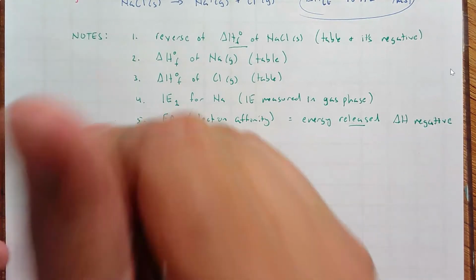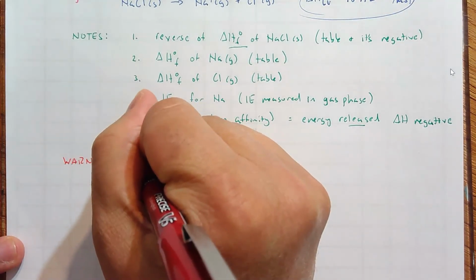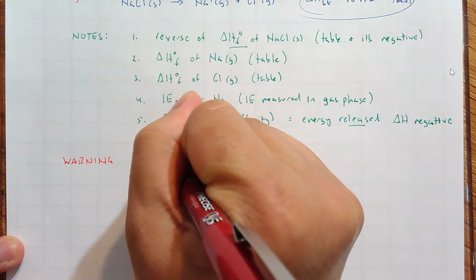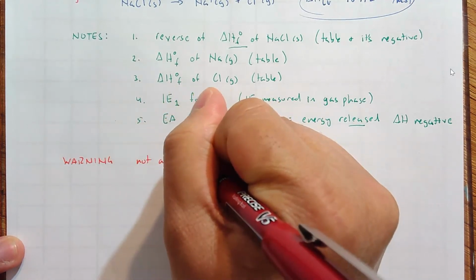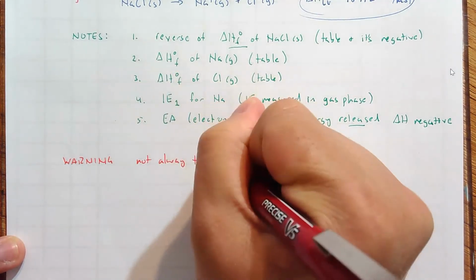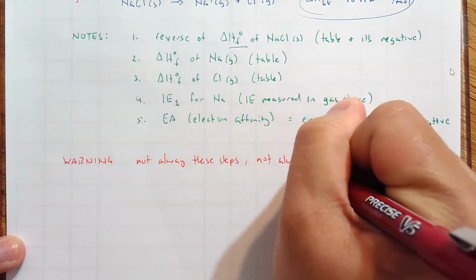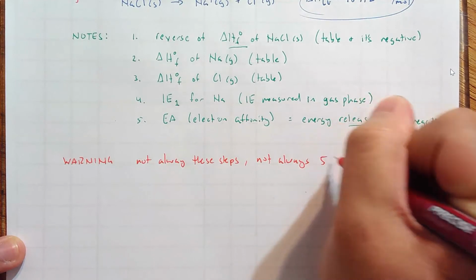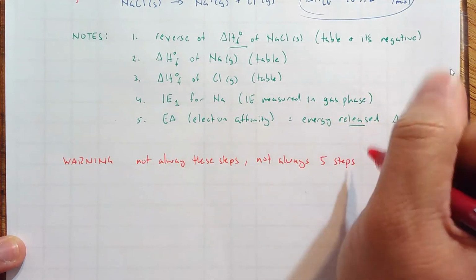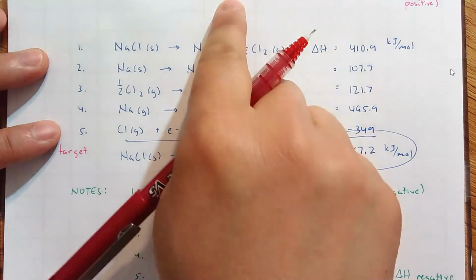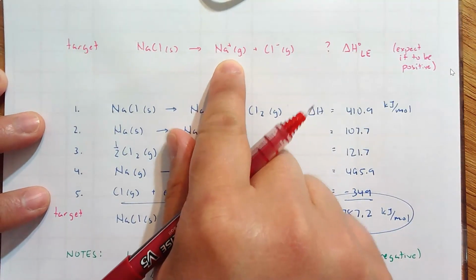Warning. It's not always these steps, and it's not always 5 steps. Both of these ions are going to the 1, +1 or -1. Lose 1 electron or gain 1 electron.